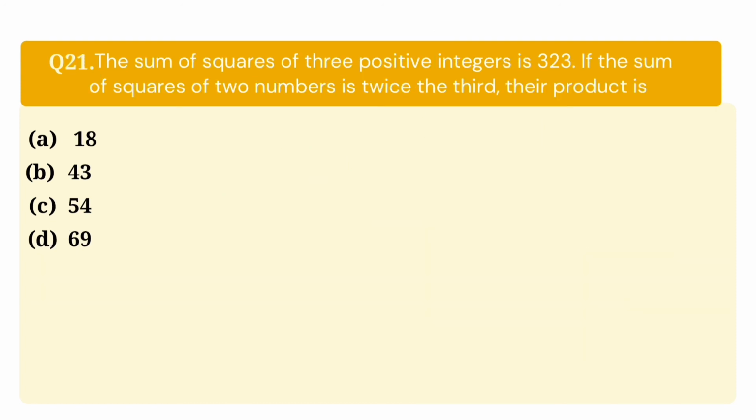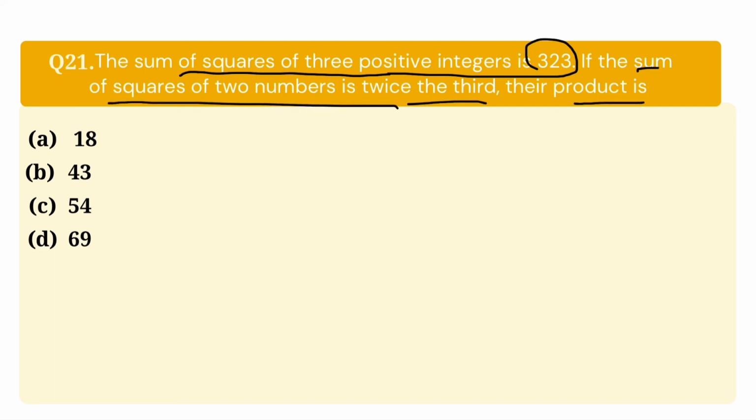Now let's see this question. The sum of squares of three positive numbers is 323. If the sum of squares of two numbers is twice the third, their product is? Okay, so let's decode the given question with some variables. Sum of squares of three positive numbers. They didn't say consecutive positive numbers, hence we cannot take n minus 1, n, n plus 1. We have to take three different positive numbers. Say I call them A, B, C.